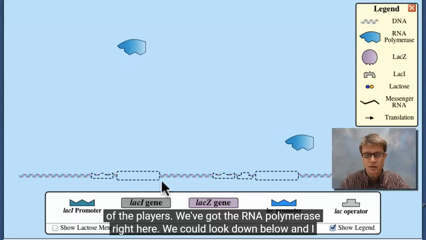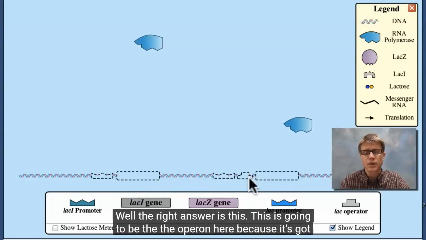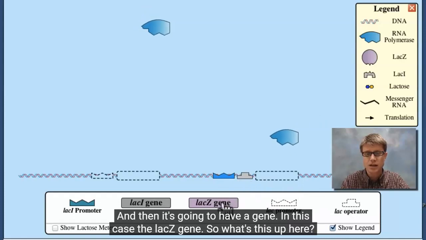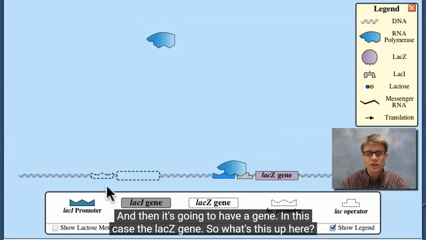We could look down below, and I could ask you, where is the operon? Is this the operon here, or is this the operon? Well, the right answer is this. This is going to be the operon here because it's got a promoter. So let's put that promoter out here. It's got an operator, an on-off switch, and then it's going to have a gene, in this case the LacZ gene.